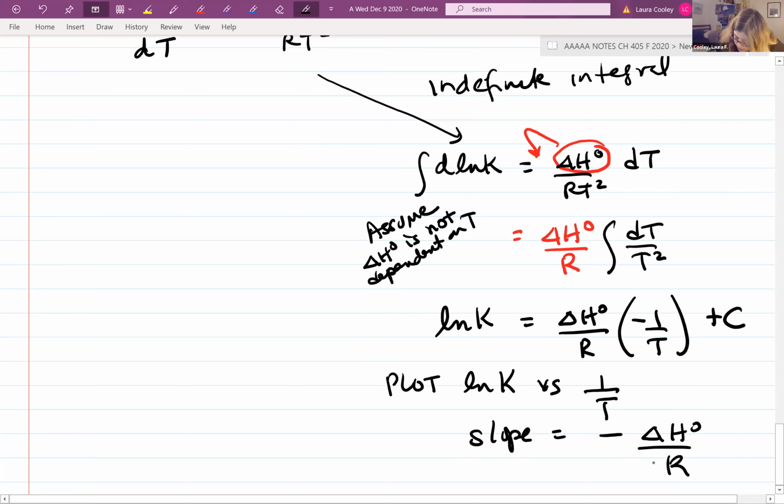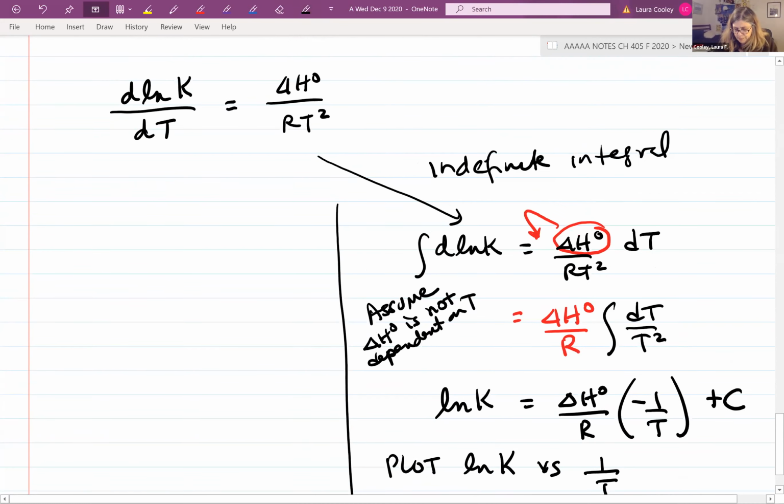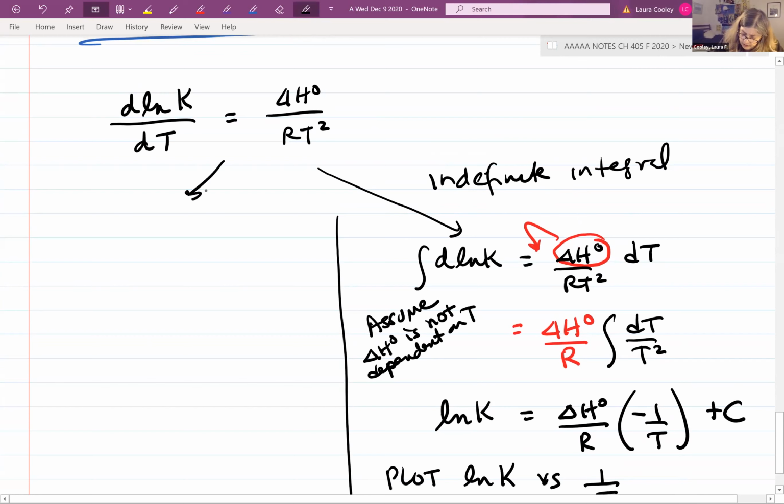And that's a pretty good way. That's what you could do. You could get the equilibrium constant at several different temperatures and do a graph like that and get delta H that way. So that's the indefinite integral. And I don't believe we've used that in any lab. But the definite integral, we certainly have used.